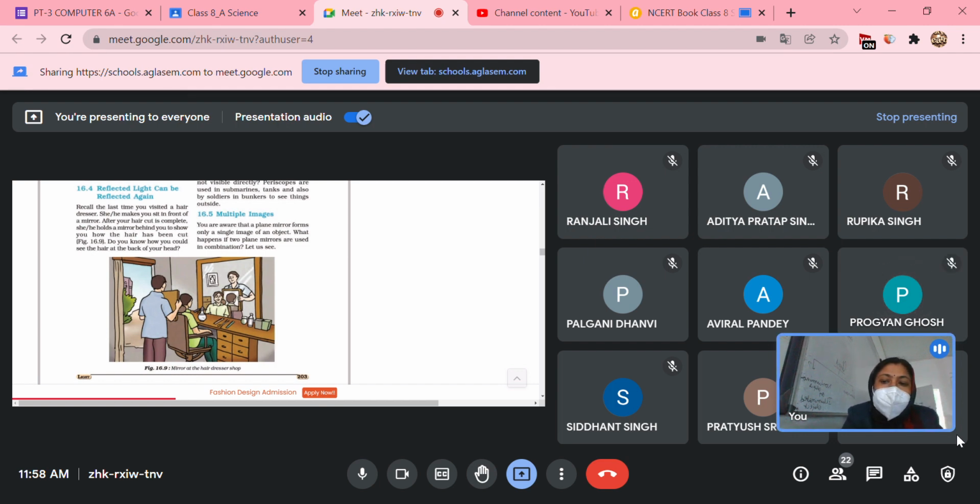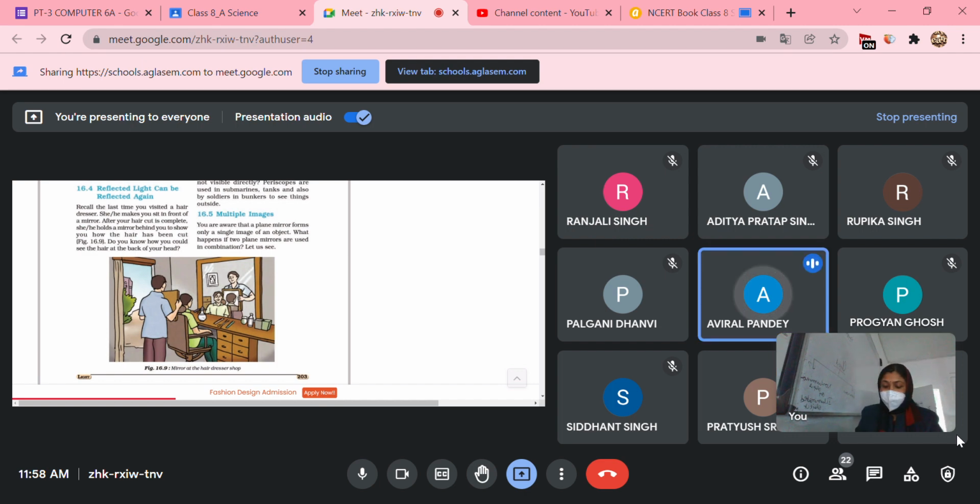Can you tell me how that person is able to see the hair at his back? A person cannot actually see the back, but how is he able to do that? Ma'am, due to multiple reflections. Yes, due to multiple reflection. Aviral, can you give me the steps? First where the light is coming, where it is falling, then the reflection. Just tell me the steps.